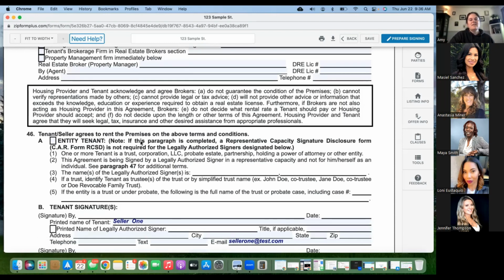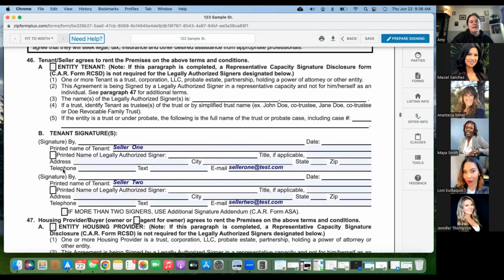Tenant and seller agree to rent the premise on the above terms and conditions. Entity tenant. So here we're into the signature box, this is the same as the residential listing agreement or the residential purchase agreement. If the tenant is not themselves, we would check this box here. If they're operating in a representative capacity, disclosure, boom, there. And then this is where they sign.